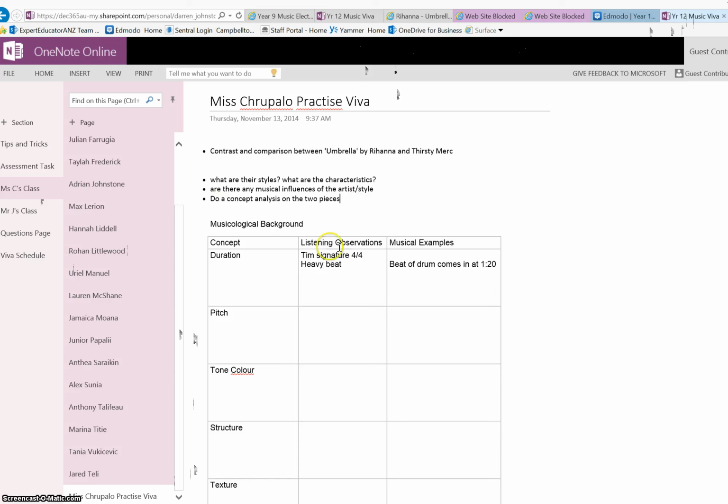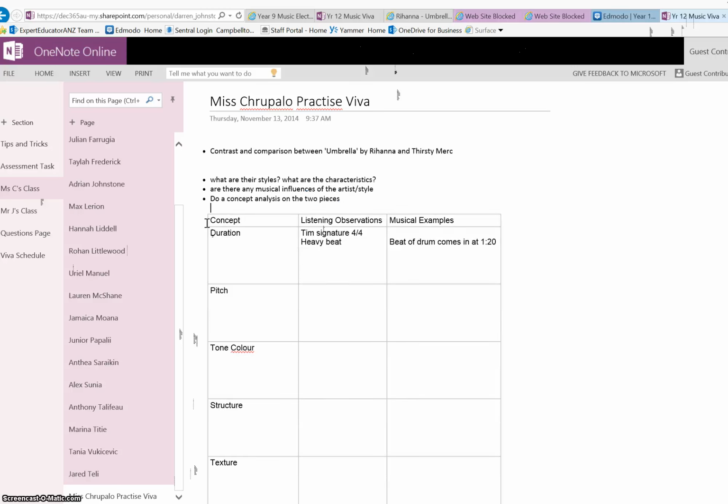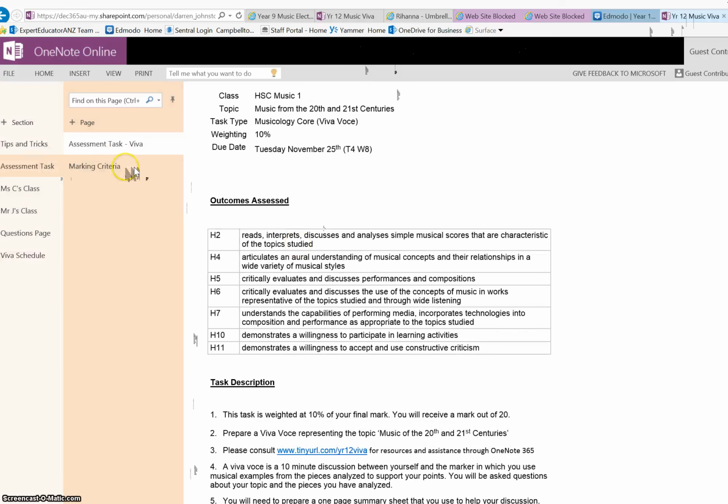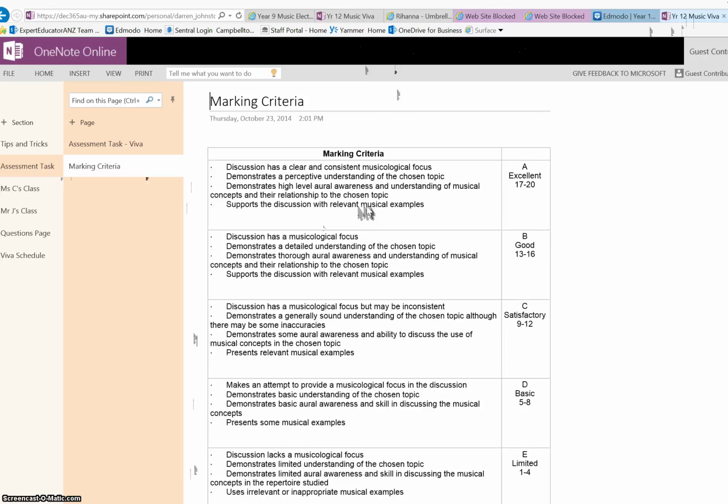Once I've done my concept analysis on two pieces, then I'm going to start looking at the marking criteria to make sure that I'm demonstrating all of those things. The reason these words, musicological background, are here, and remember I copied this from Aaron, is because in our assessment task that is one of the main features. So this is the actual task, the criteria is just here.